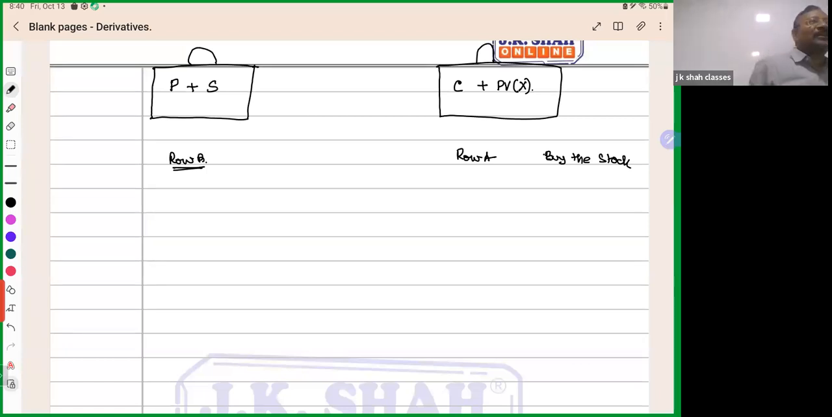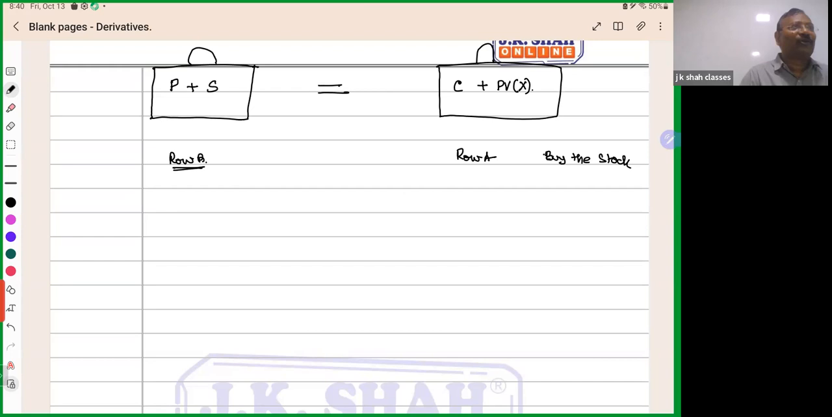इस साइड को मैंने क्या बोला था? Don't buy the stock now. Invest it somewhere and buy a call. Call plus PV of X. और इस रो को मैंने क्या बोला? Buy the stock. Get yourself a right to sell the stock. Now understand, both the payoff must be same, which means, can we say that this must be equal to this?